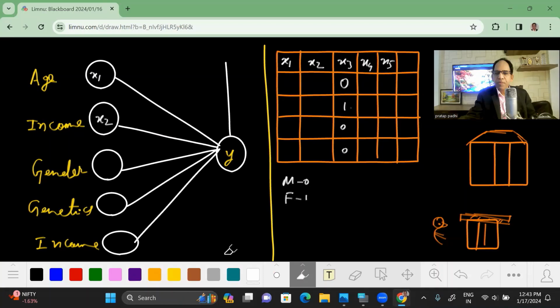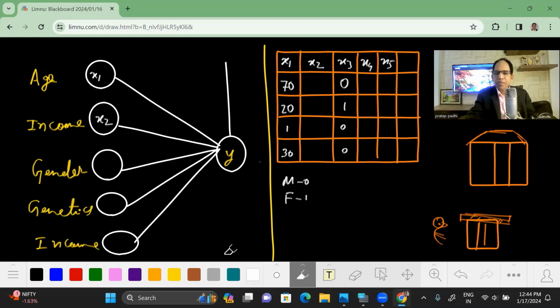We'll later learn how to transfer all the categories into numbers, okay? Because a neural network will take only numbers, right? X1, age. Suppose 70 years I will take here, 20 years I will take here, 1 year, and 30 years, okay? These are the 4 ages.